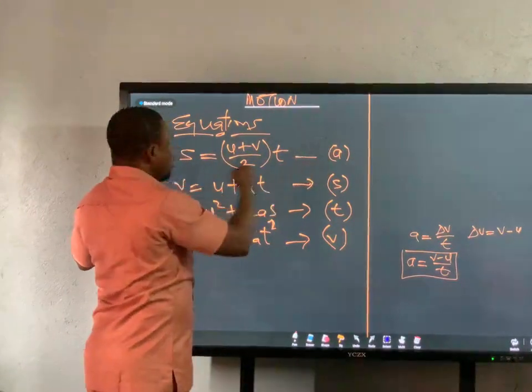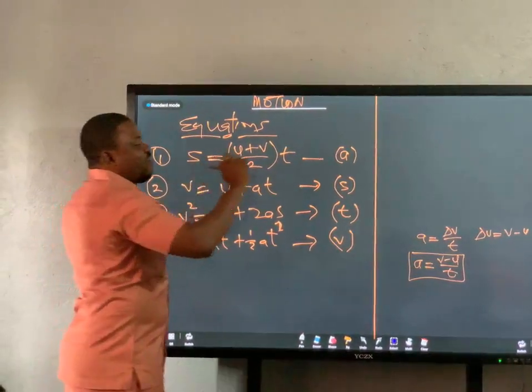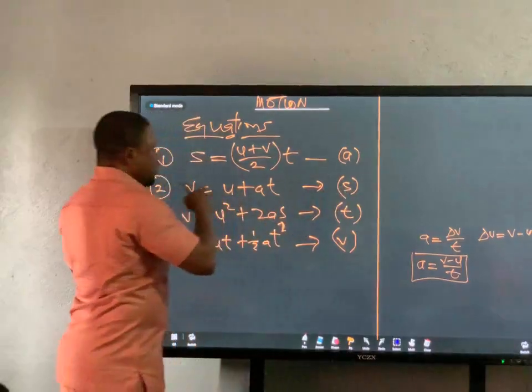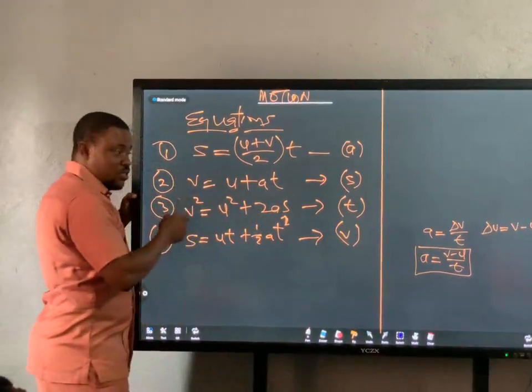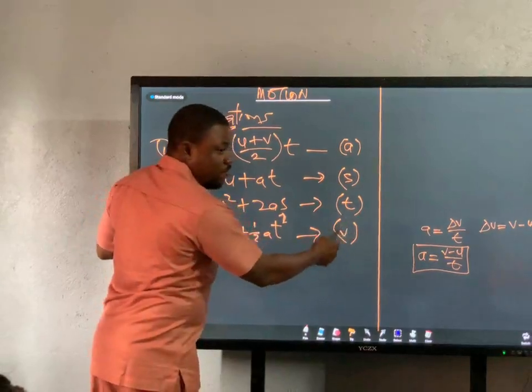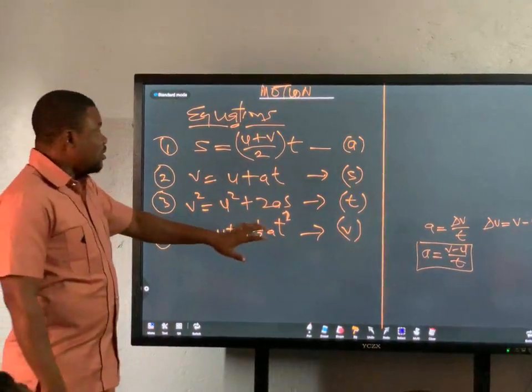acceleration, you're using the first. If you don't have a need for distance, you use the second. If you don't have a need for time, you use the third. If you don't have a need for final velocity, you use the fourth. Is that alright?